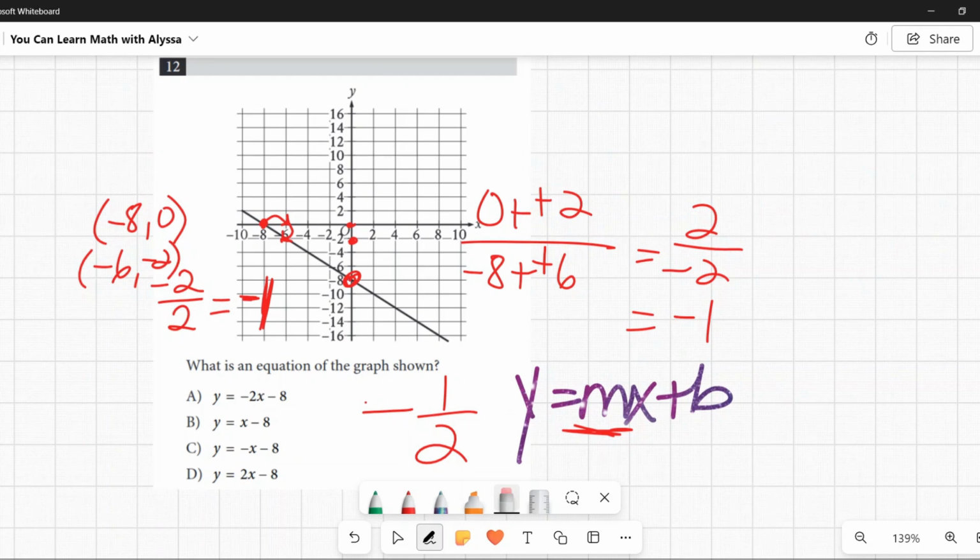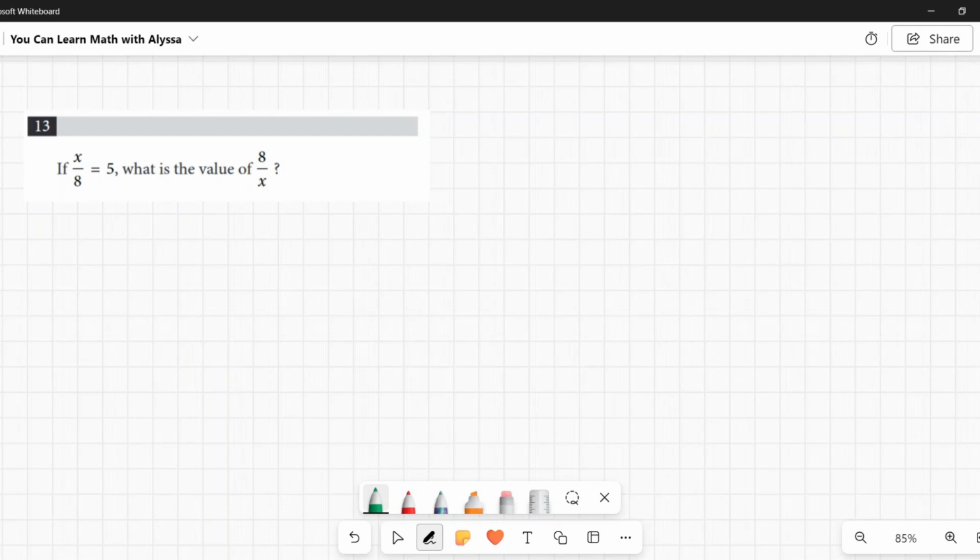All right, on to the next one. Number 13. If x over 8 equals 5, what is the value of 8 over x? Okay, there's two different ways that you can look at this. I'm going to show you both. First way is just to solve for x and then put it into that second equation.